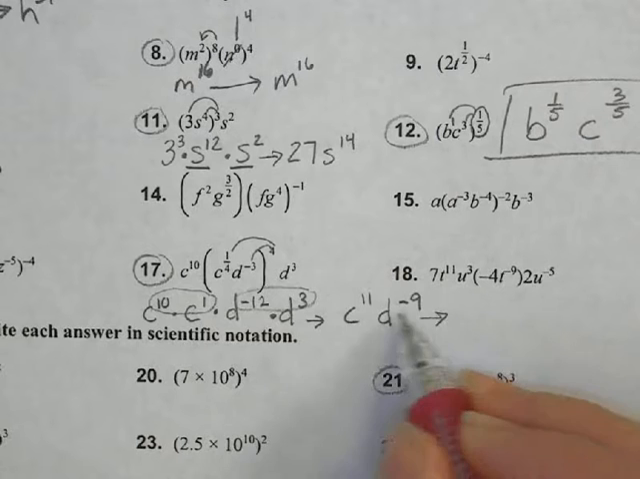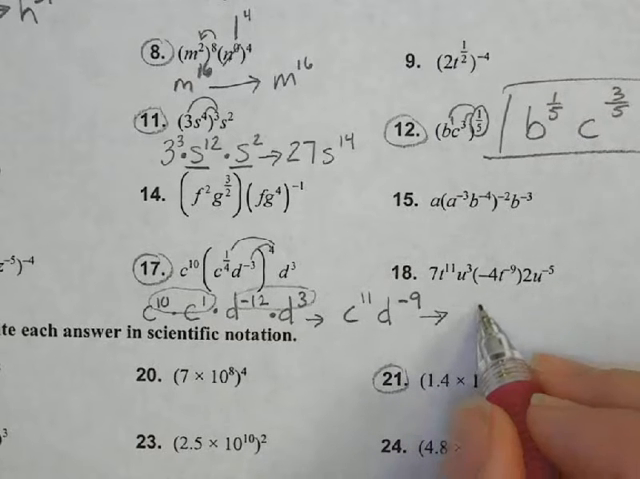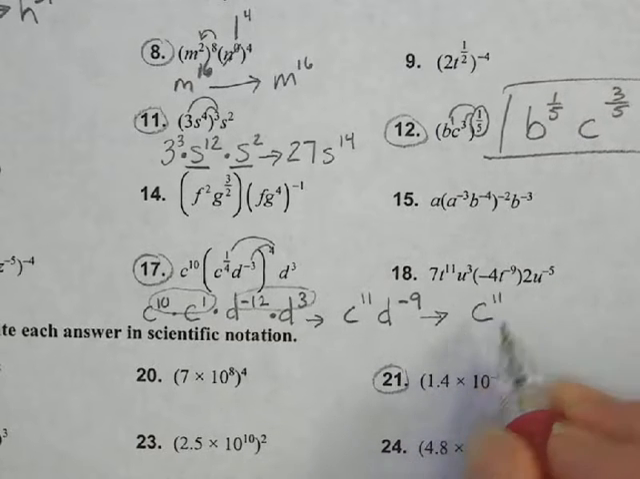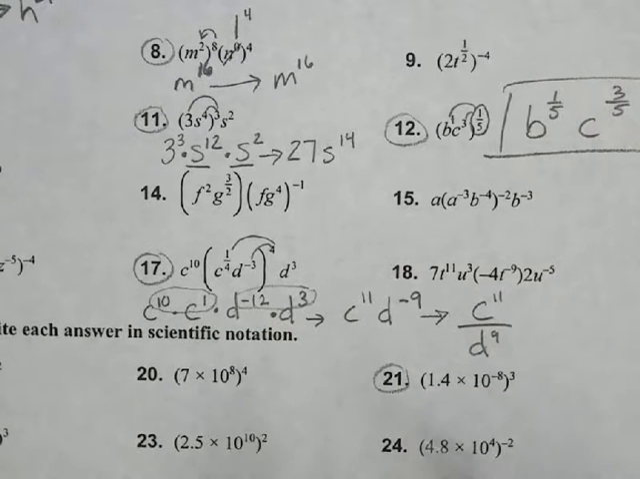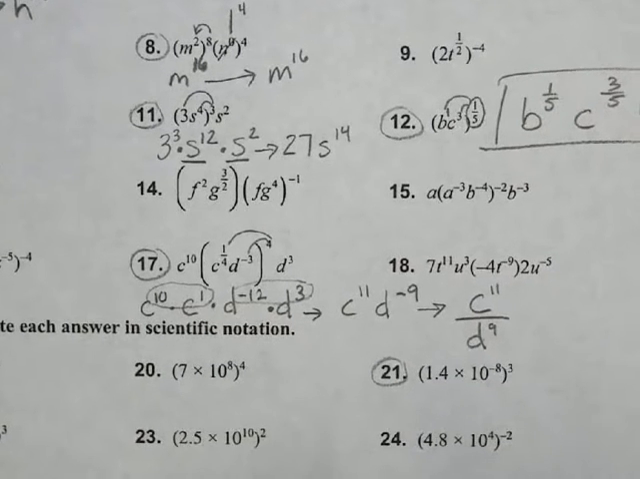But like we said before, I don't want to leave a negative exponent in the numerator, so that tells me to drop it into the denominator. So I'll rewrite it as c to the 11th over d to the 9th. And that'll be my final solution for number 17.